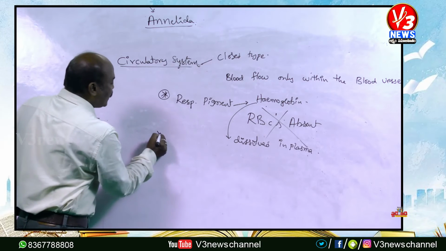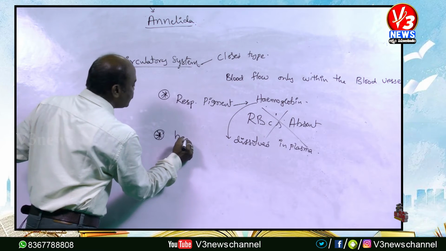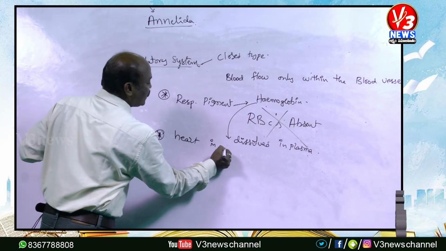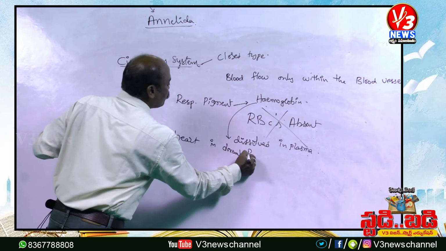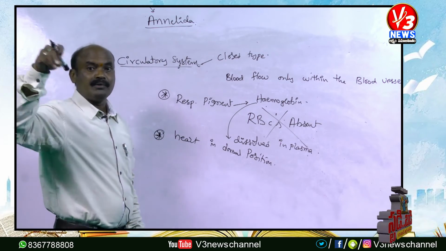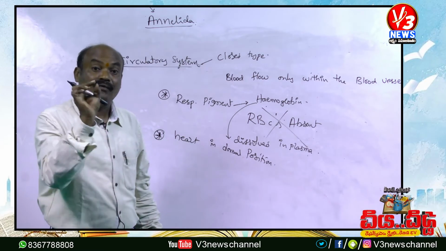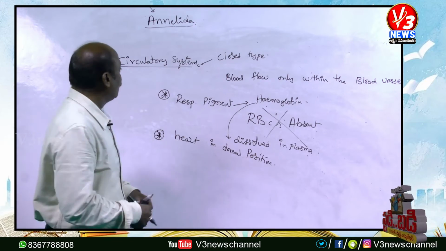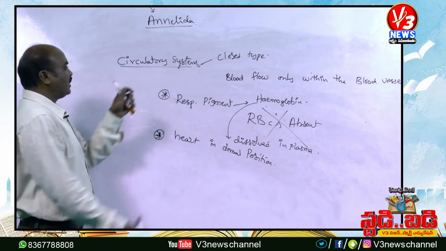And one more, the heart is dorsal in position. Whereas in the vertebrate groups, the heart is ventral in position. That is about the circulatory system.